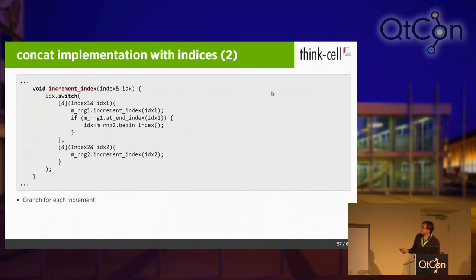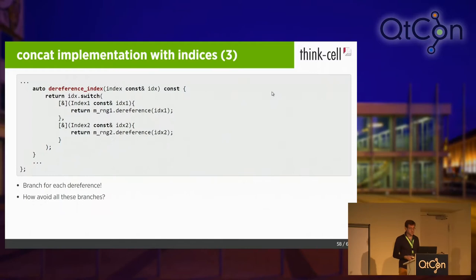The thing is that an increment index then is quite complicated. You basically have to switch on that variant. If the variant is of one type, you have to increment it for the first range and check whether you hit the end. And if you hit the end, you have to reassign that index with the begin of the second range. So you have to kind of do the skip over and concatenate the two together. And you have to do this every time you're incrementing your index. So you have quite a few checks that you have to do, and it would be nice to avoid them. Dereference actually is similar. There's also the switch on the index, and again, you have a branch every time you're actually dereferencing your iterator.